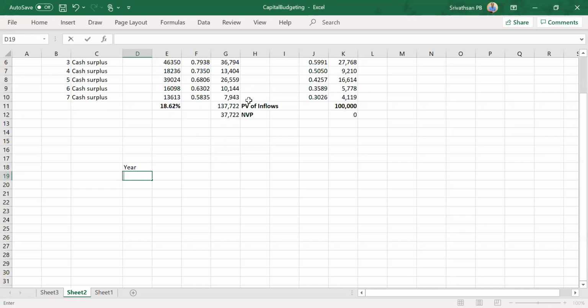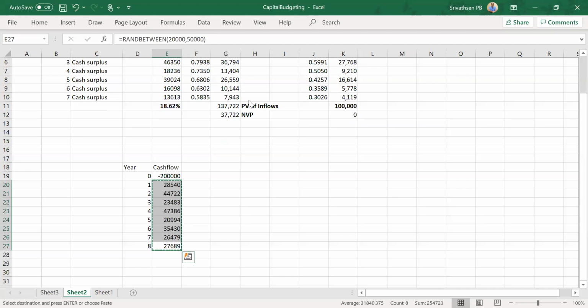Year 0 onwards, say 8 years, 2 lakhs cash flow, ran between 20,000 and 50,000. I'm saving it as values.